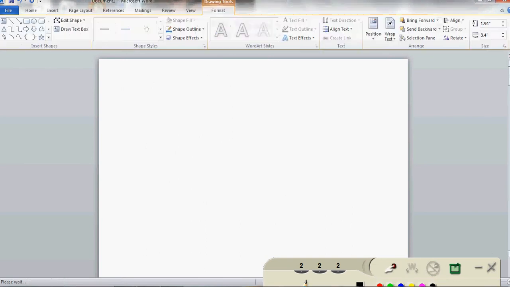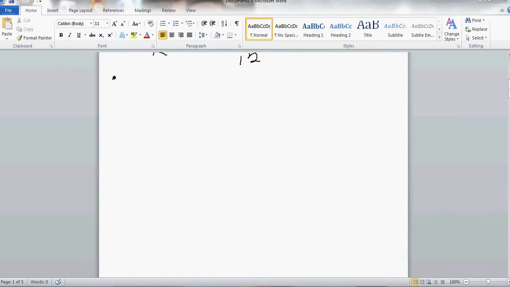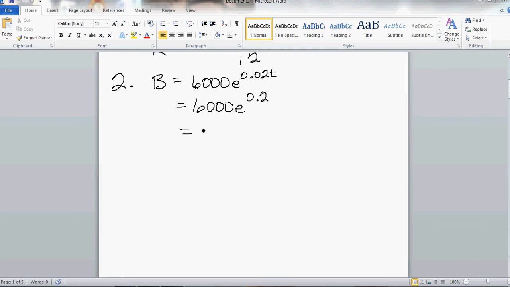So, example number 2. We're told this is the function. The number of books is 6,000 e raised to the 0.02t, and t is measured in years. How many books will the library have after 10 years? So that's relatively simple. Just plug in 10 for t, so that's e to the 0.2, and 6,000 times e to the 0.2 would be 7,328 books.